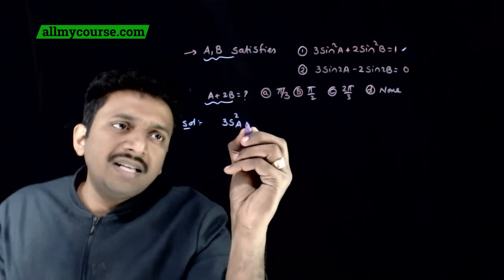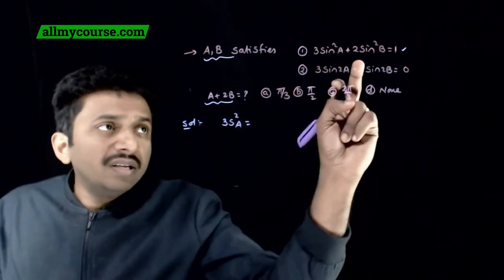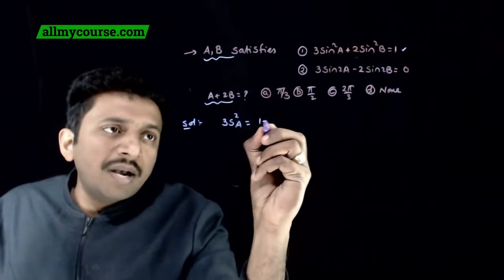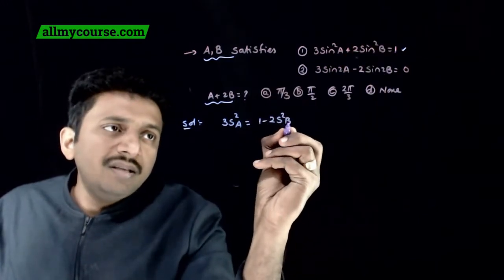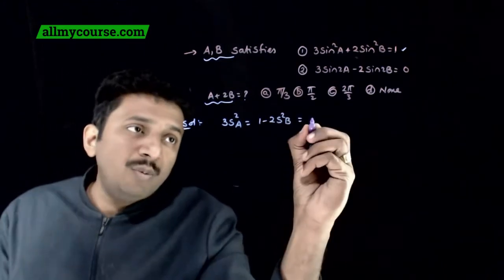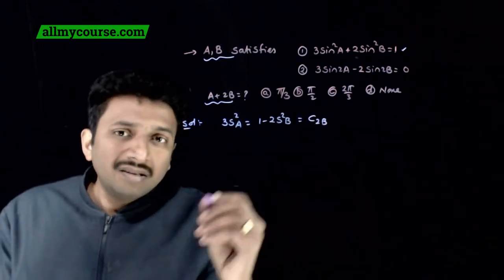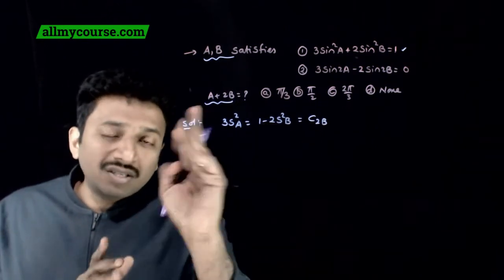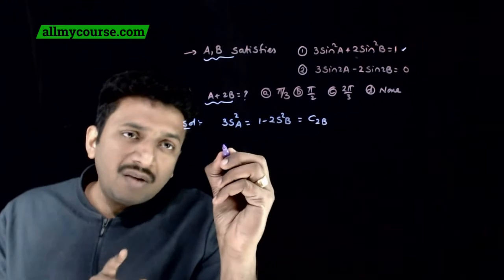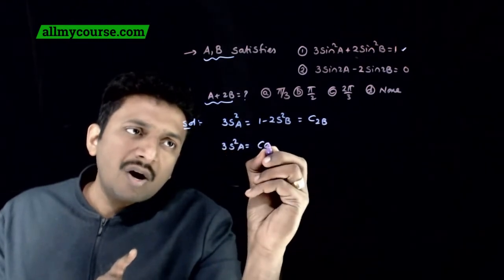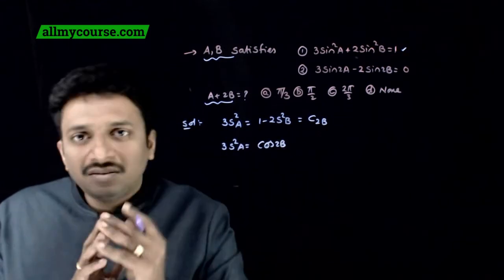So it becomes 3 sine square A is equal to, if I send this 2 sine square B onto that side, it becomes 1 minus 2 sine square B. So what is 1 minus 2 sine square B? Which is equal to cos 2B. So I like this simplification because A is being connected with 2B, which is what I want. So my equation has become 3 sine square A is equal to cos of 2B.